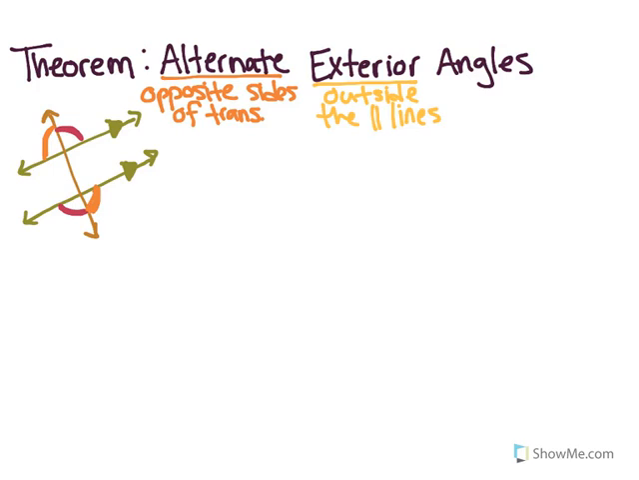And these also have a special property. Alternate exterior angles, we can abbreviate those like this. And alternate exterior angles are always going to be congruent.